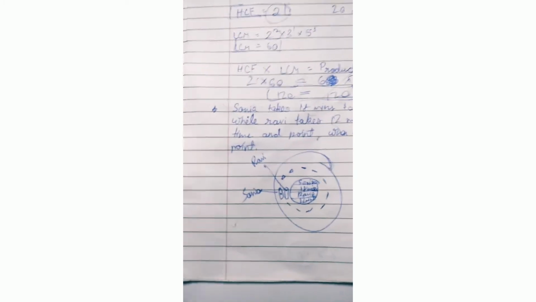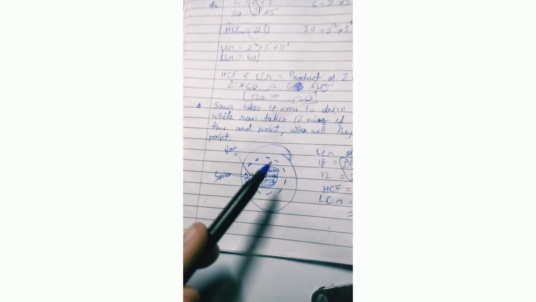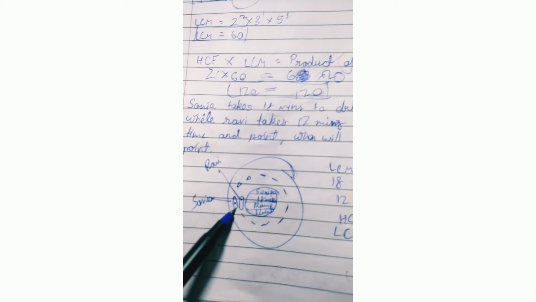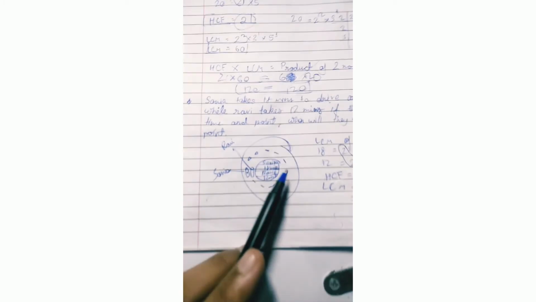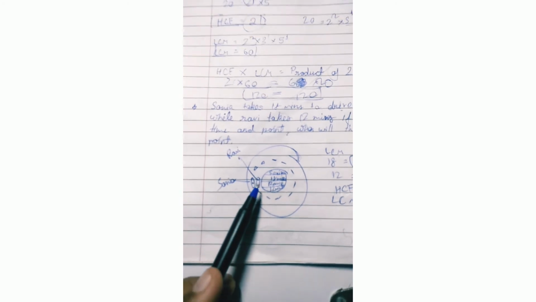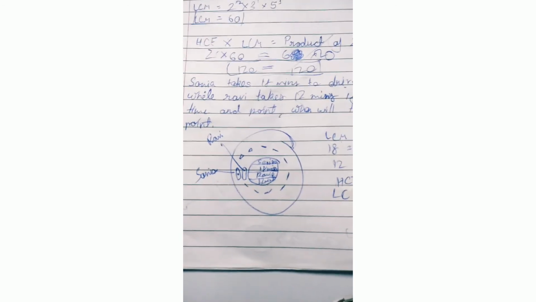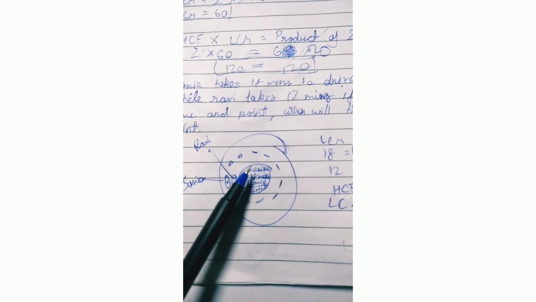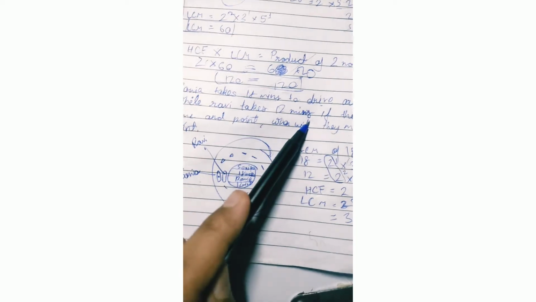Okay, so now Sonia and Ravi. There is a circular path. Here is Ravi, here is Sonia. Whenever there are these kinds of word problems, always make a diagram, so it will be easier for you to solve the sum. I have written 18 minutes after Sonia. Why 18 minutes? Because it is given in the sum. And Ravi, why have I given 12 minutes? Because it is written in the sum the same.